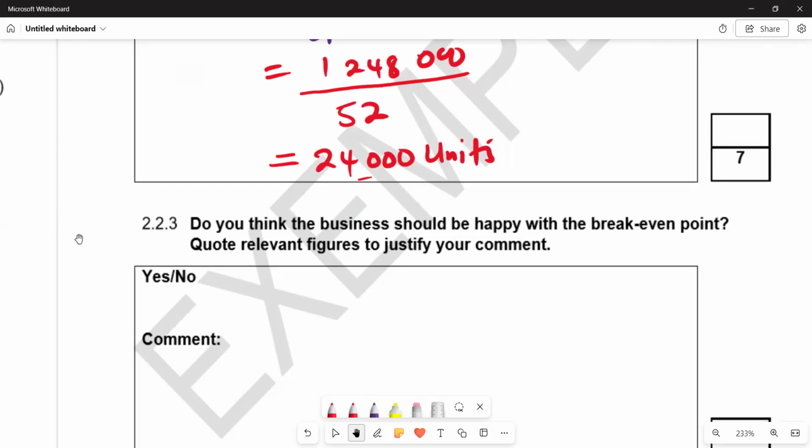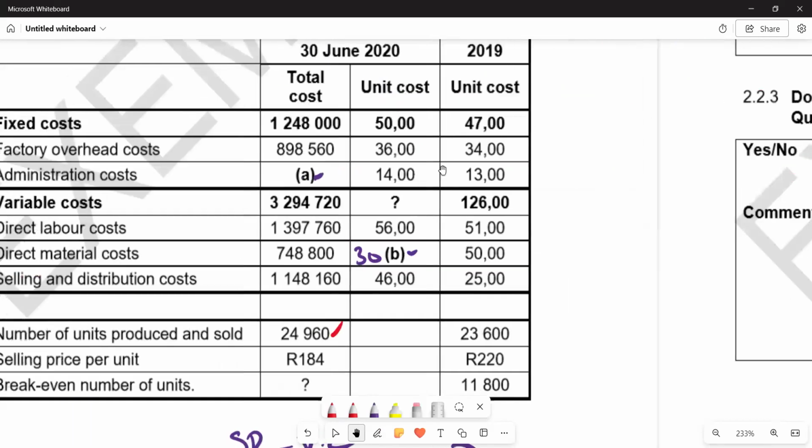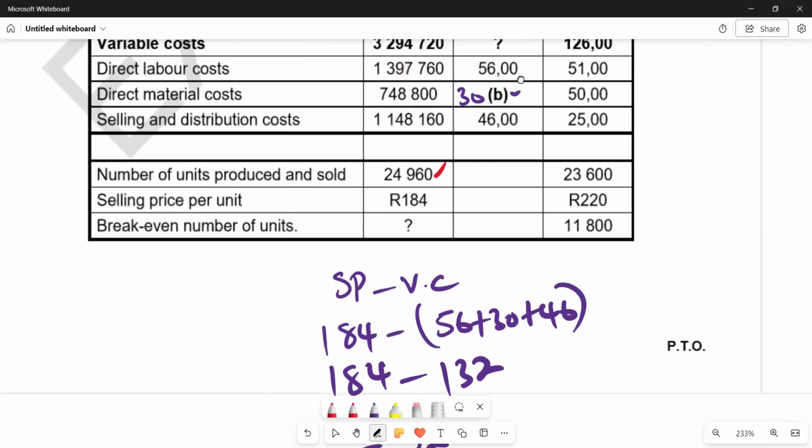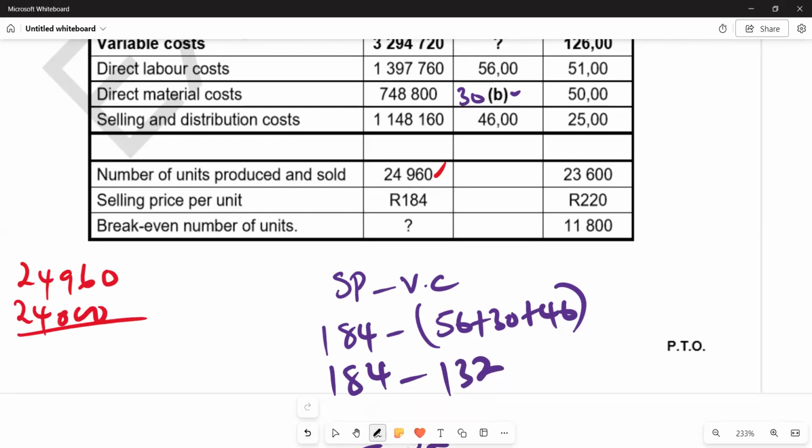So here, if we compare 24,000 with the level of production that we have, we see that our level of production is 24,960, and we are comparing it to 24,000, which is the break-even point. So if we subtract the two, we get 960. So this 960 means we are making profit on 960 units. So according to our response there, we can say yes, because the business is producing 960 units more than the break-even point, which is very good.